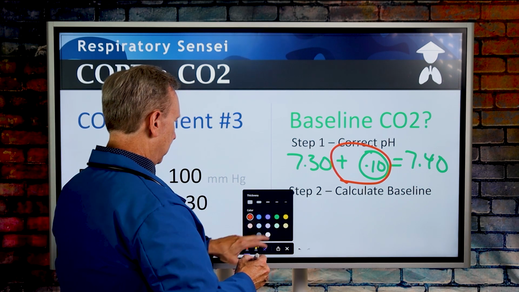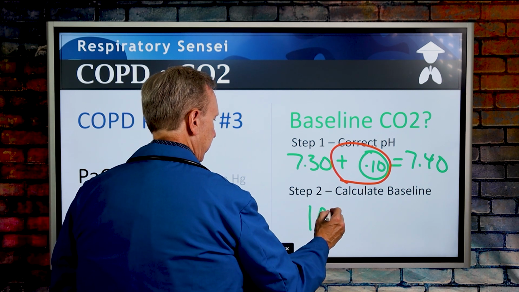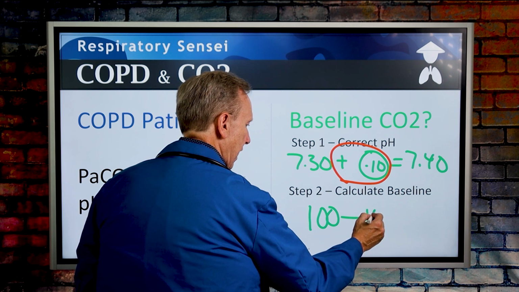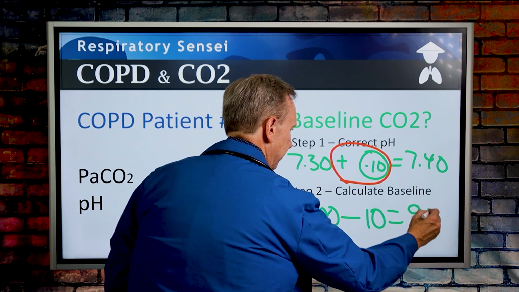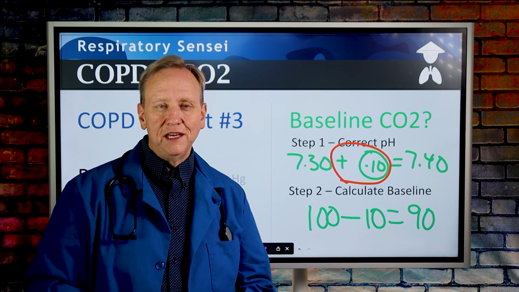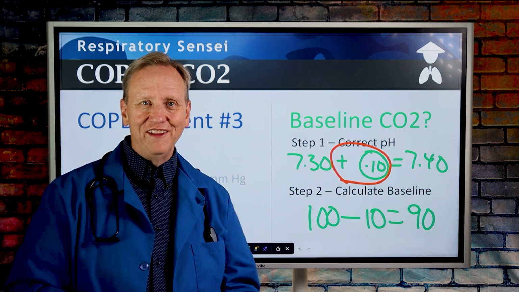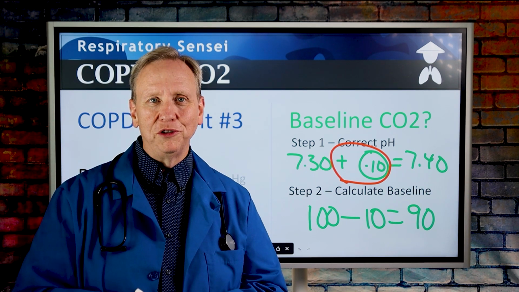Okay, and so back to our board here. If we have a CO2 of 100, we're going to take away, remember, not add, but take away 10, and what we're going to get is a CO2 of 90. What we're saying here is that COPD patient normally lives at 90. All right, that's a very interesting thing to do, and you can do it not just with COPD patients, but you can do it everywhere.